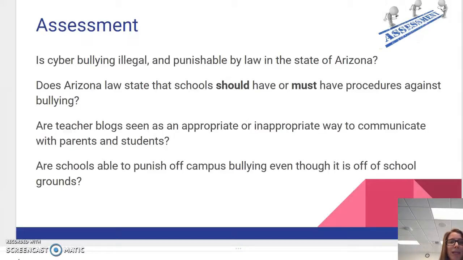So for our assessment, we have 4 questions. The first is, is cyberbullying illegal and punishable by law in the state of Arizona? The second, does Arizona law state that schools must have procedures against bullying? The third, are teachers' blogs seen as an appropriate or inappropriate way of communicating to parents and students? And the last question is, are schools able to punish off-campus bullying even if it's off the school grounds?